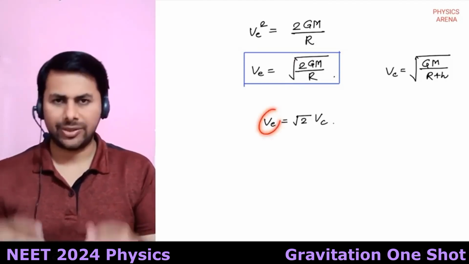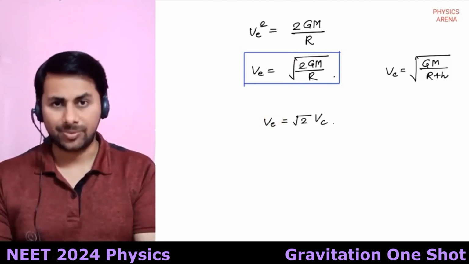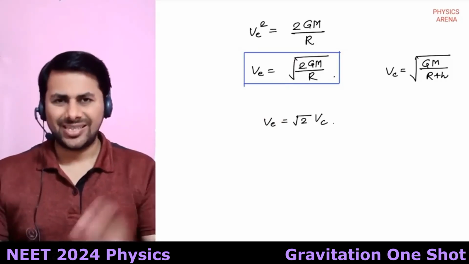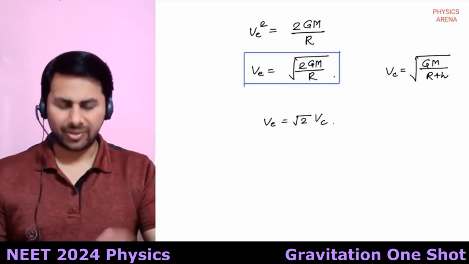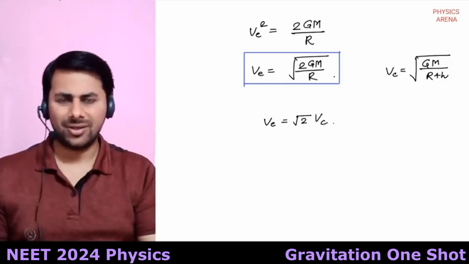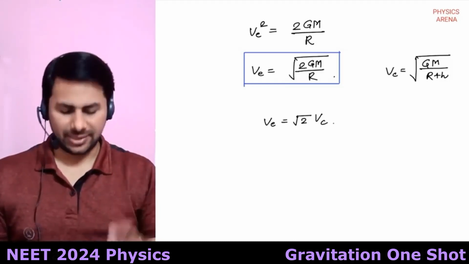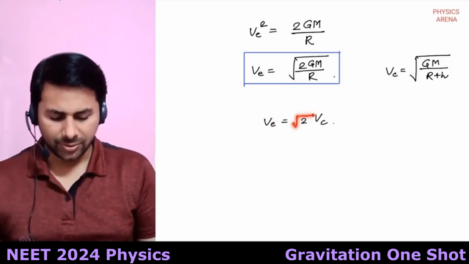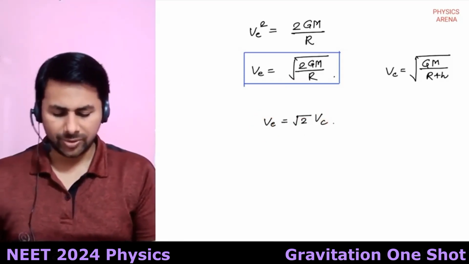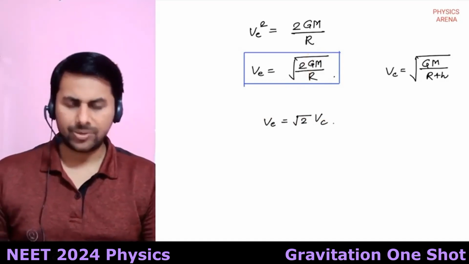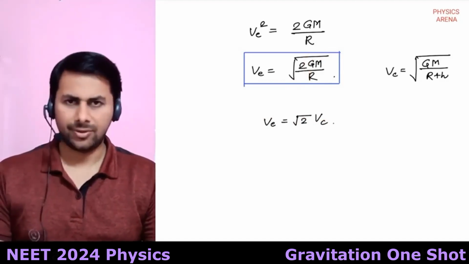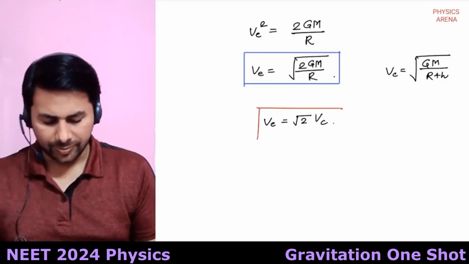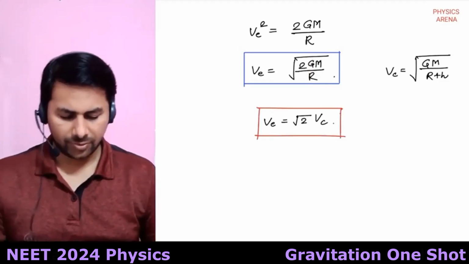And what is the relation between this escape velocity on Earth's surface and the critical speed of satellite? The wordings are important here. The relation is V escape is equal to root 2 times Vc, because Vc is equal to the square root of GM upon R. So we need to be careful regarding what is asked.